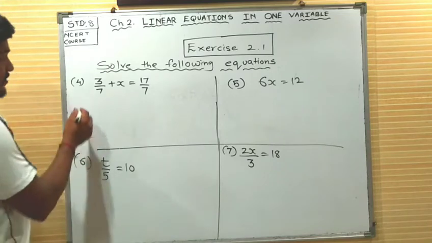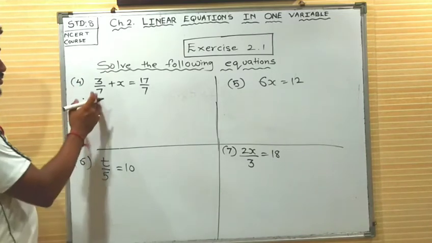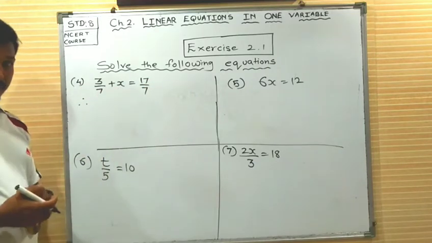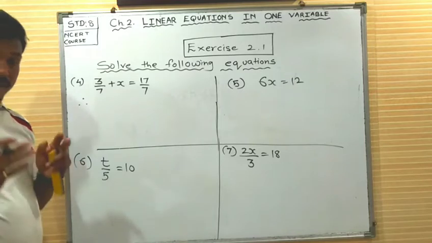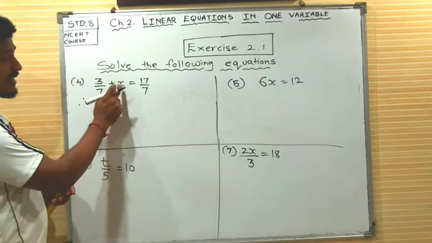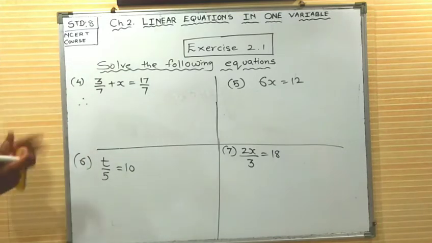Now let us start our next sum, that is sum number 4. Again here, see the question says 3 by 7 plus x equals to 17 by 7. So as I told you, always you have to keep in mind that you have to find the value of the variable, that is over here, value of variable is x. So what to do? Same method, same rule you have to apply, transposition method.